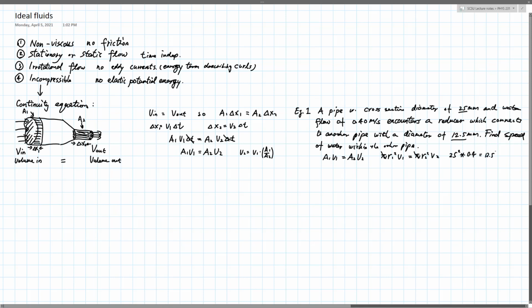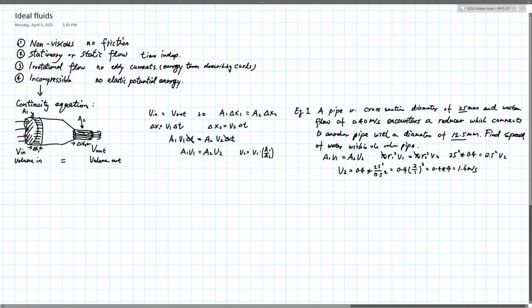12.5 squared V2. So we have V2 equals, I don't really want to squeeze that in there. V2 is equal to 0.4 times 25 squared over 12.5 squared. So we have a 2 over 1 ratio, right? 25 and 12.5, and we're squaring that. So we have a 4. So 0.4 times 4 is 1.6 meters per second.